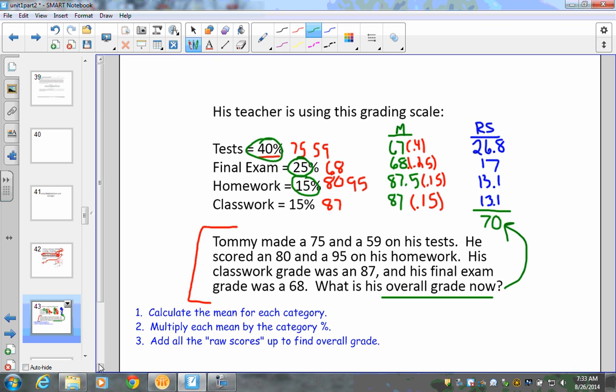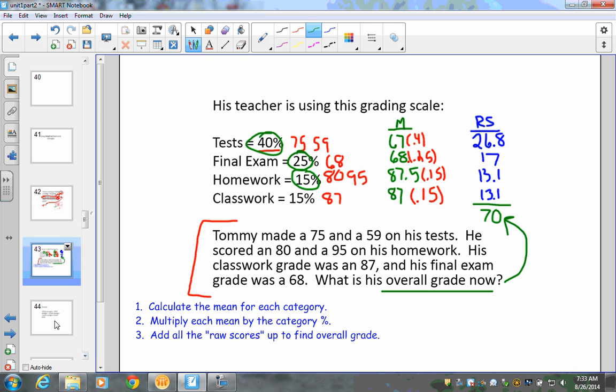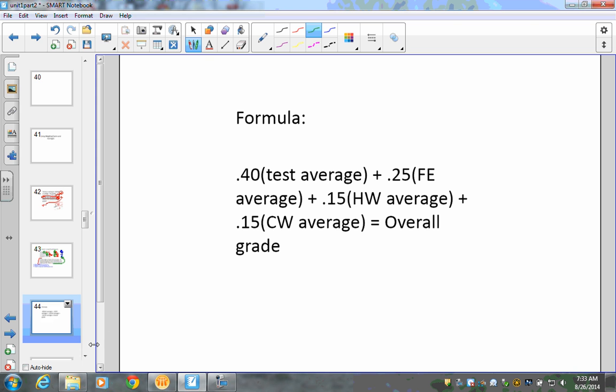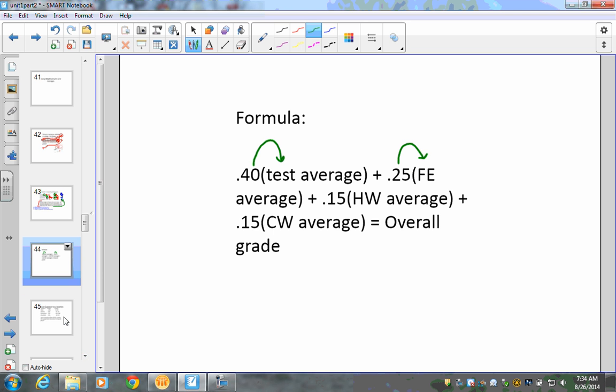Okay, now moving on. And of course the formula, if you'd like to see this, there it is. I took 40% multiplied by the test average, 25% times the final exam average, and so on and so forth. You can pause the video and look at it further if you'd like.